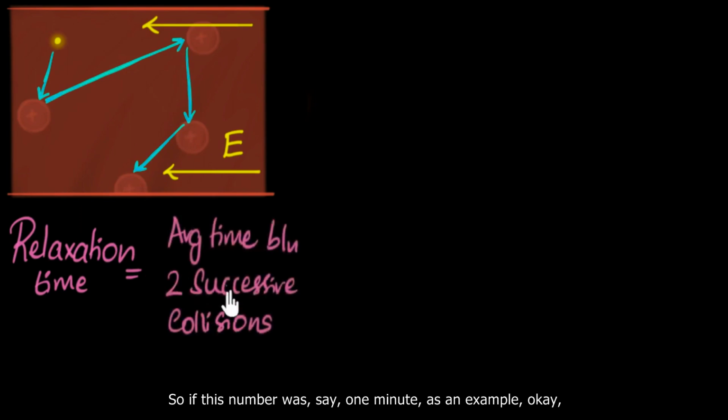So if this number was, say, 1 minute, as an example, then what it means is that some collisions last for say 3 minutes or 4 minutes. Some collisions will last for say half a minute or maybe a few seconds. But if you average that out, then that number will be 1 minute. That's the meaning of relaxation time, and the symbol we use for this is tau.